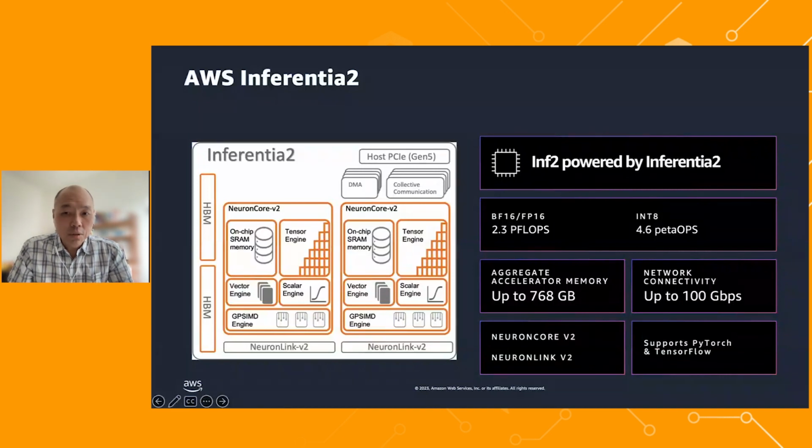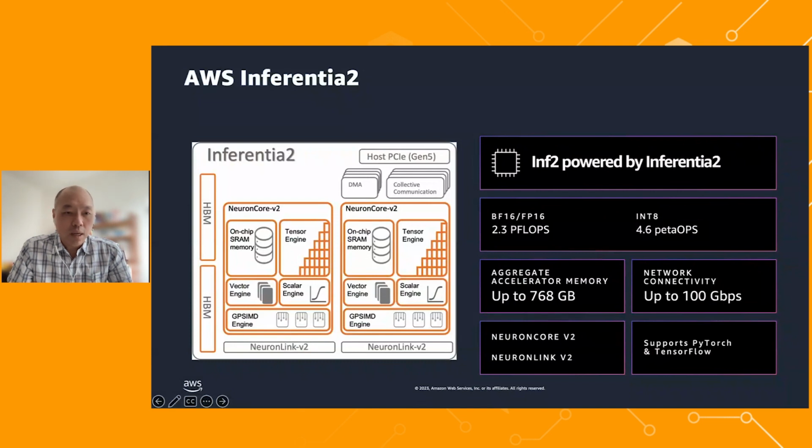And in addition, we also have network connectivity up to 100 gigabits per second in the largest instance, the inf2.48xlarge. And also the high bandwidth memory is used to hold and cache, if you will, as much of the model weights as you can, so that the model weights don't have to be recalled, loaded and unloaded during the inferencing step.